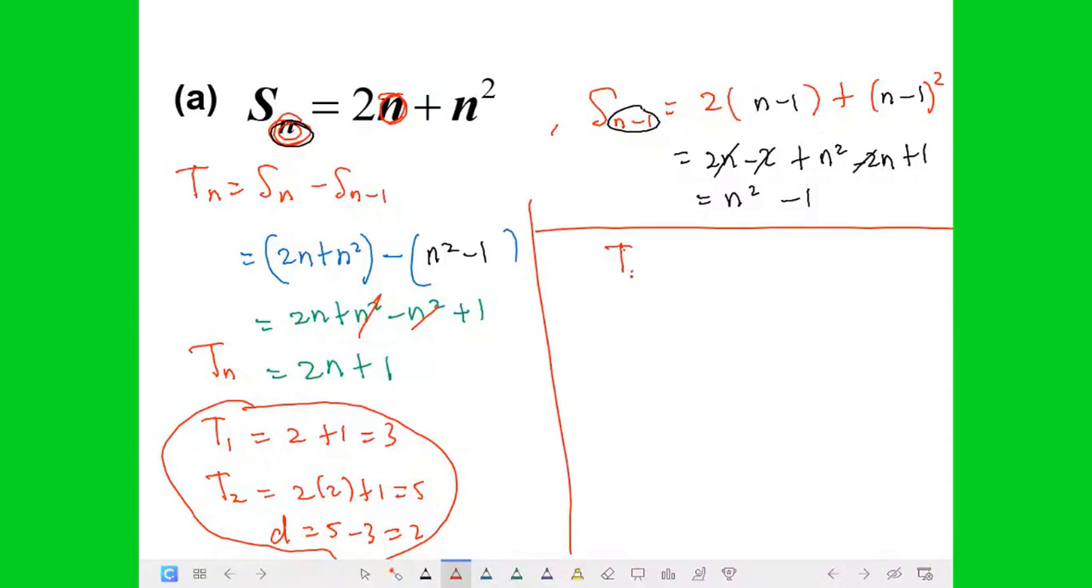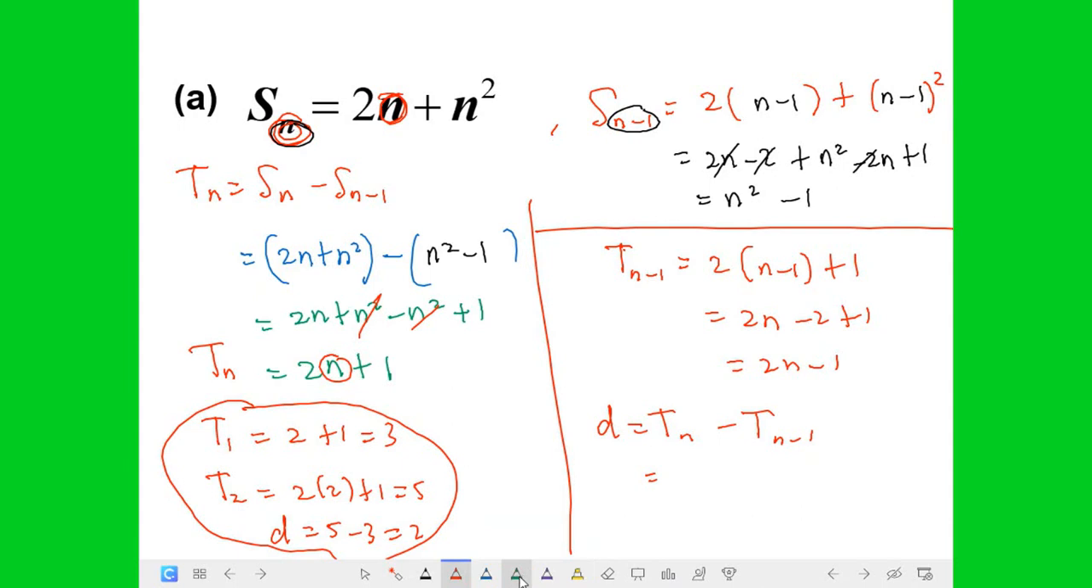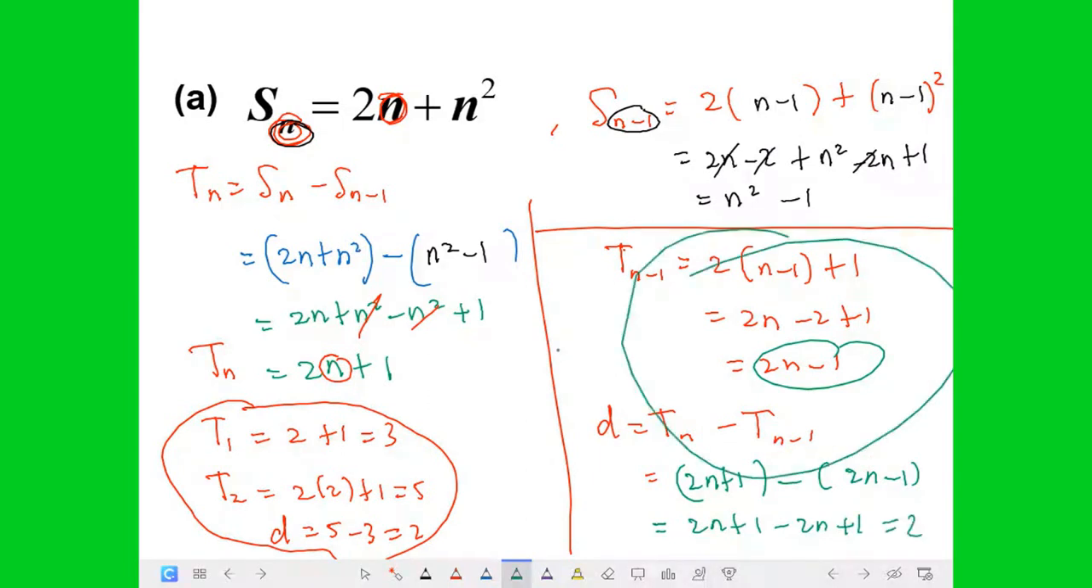Tn minus 1. So 2n minus 1. Tempat ni tukar n minus 1 plus 1. 2n minus 2 plus 1 dapat 2n minus 1. So D is equal to Tn minus Tn minus 1. Tn awak 2n plus 1. You punya Tn minus 1 2n minus 1. Akan dapat 2n plus 1 minus 2n plus 1, dapat 2. Okay, yang ni better lagi lah kot. Tapi it's okay lah.